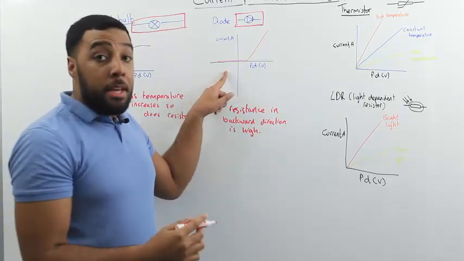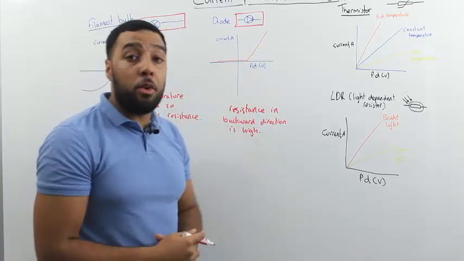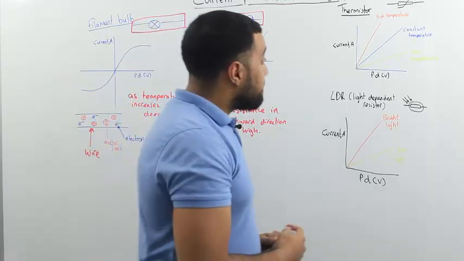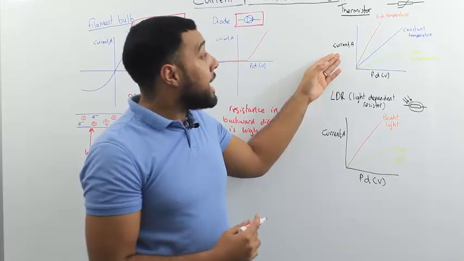Light will only be emitted through this diode when the current passes in the forward direction. Well, there are two other circuit symbols that you guys need to know.